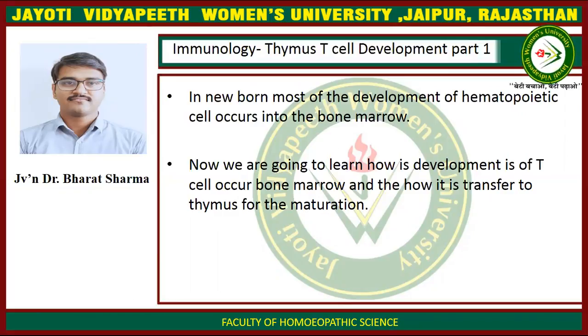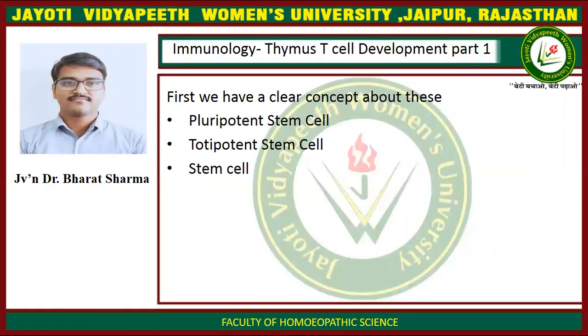Now we are going to learn how the development of T cells occurs in the bone marrow and how it is transferred to the thymus for maturation. First, we should have a clear concept about pluripotent stem cells, totipotent stem cells, and stem cells.